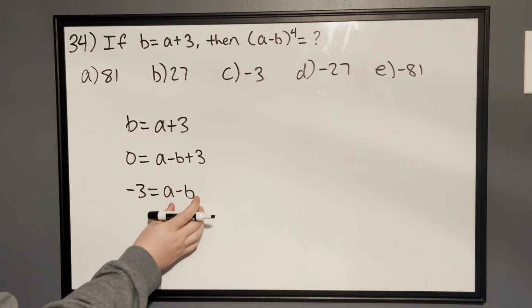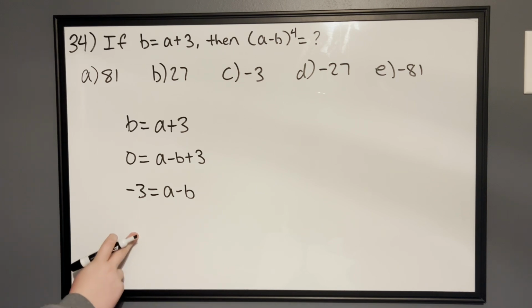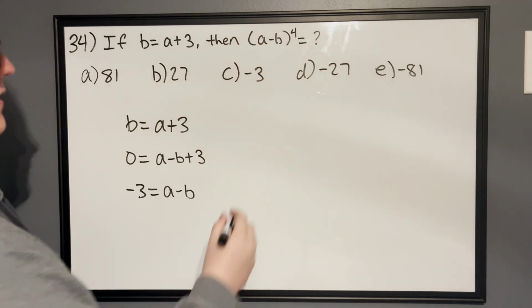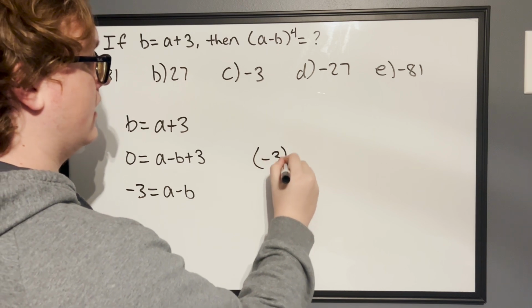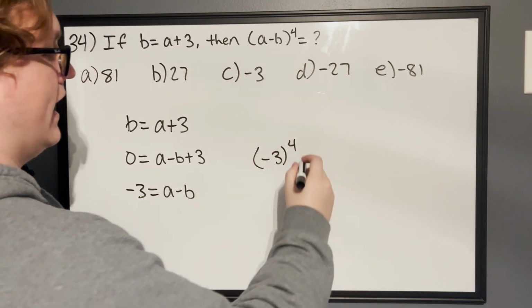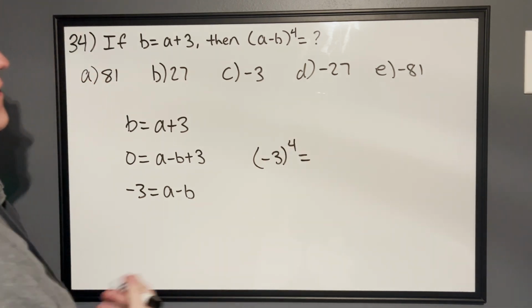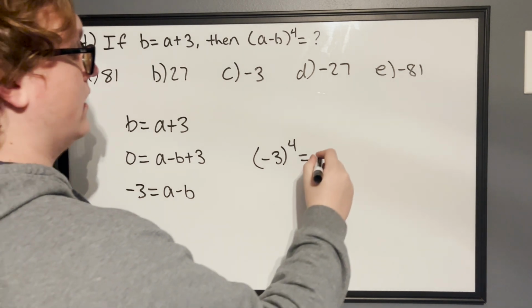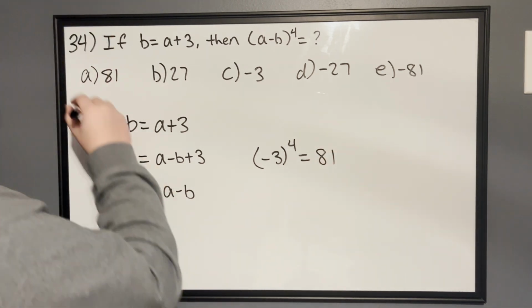So now we have a minus b. We know it's equal to negative 3. So if we're looking for a minus b to the fourth, that's the same as negative 3 to the fourth. And negative 3 to the fourth, even if you don't know what this is, you can plug it into your calculator. It gives you 81, which is option A.